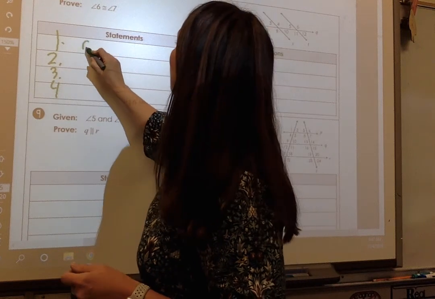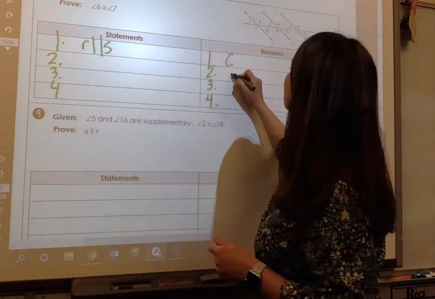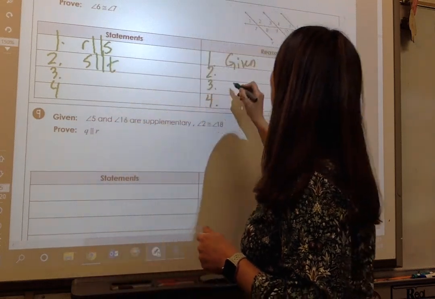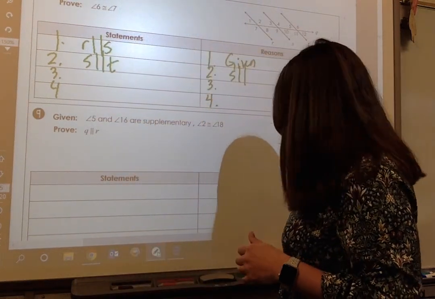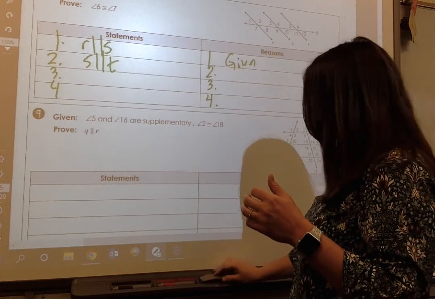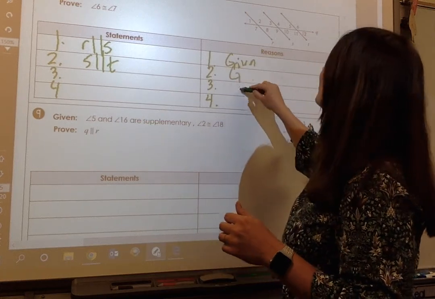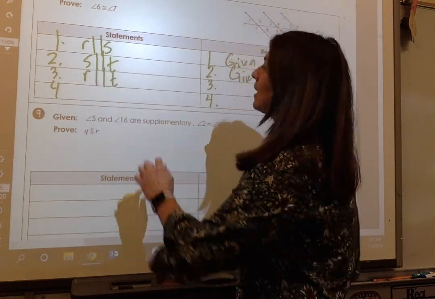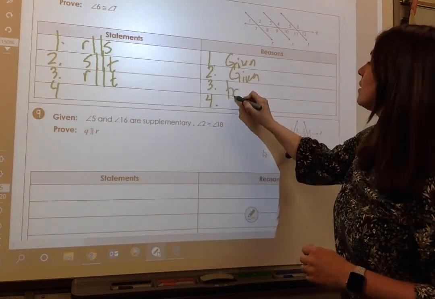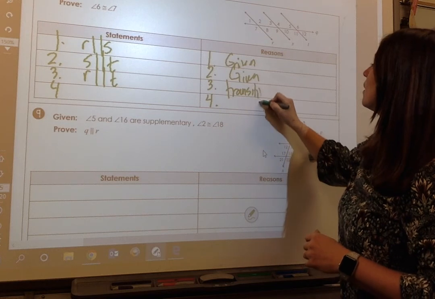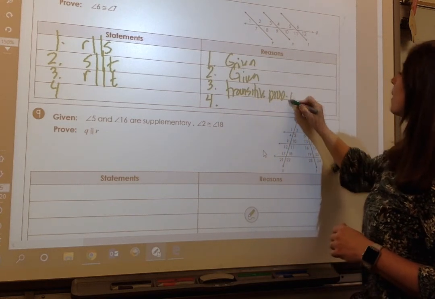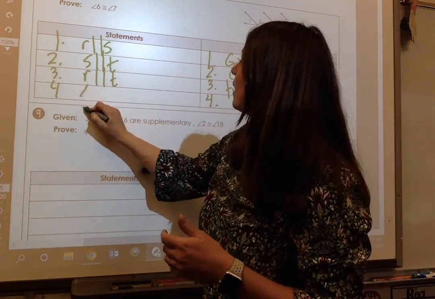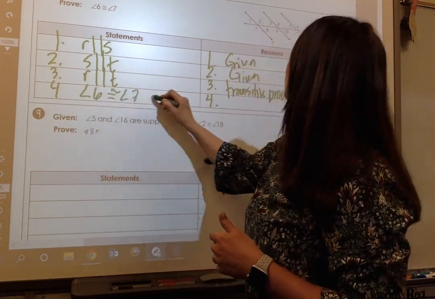So, number 1, R is parallel to S. That's a given statement. I know that S is parallel to T. That is also a given statement. So now when I look at this, I can say that R is parallel to T because of transitive property of parallel lines. And now I can say that angle 6 is congruent to angle 7.